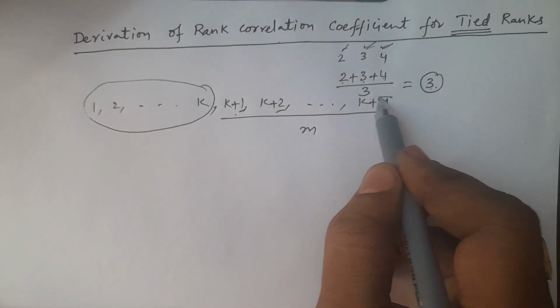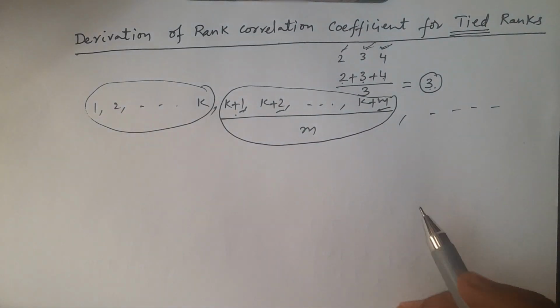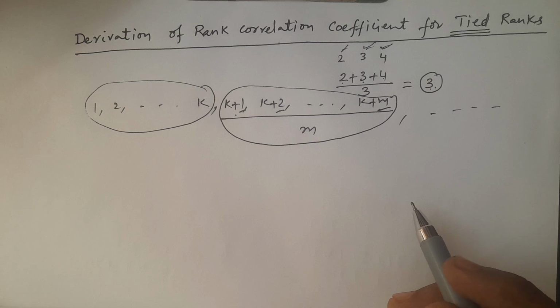This is one set of ranks. After that we have some number of ranks, depending on how many individuals. If there are n individuals, out of which m individuals are getting same number of marks, and their ranks are tied, so that m ranks are tied. Clear? In this particular case, you have to derive the rank correlation coefficient formula.